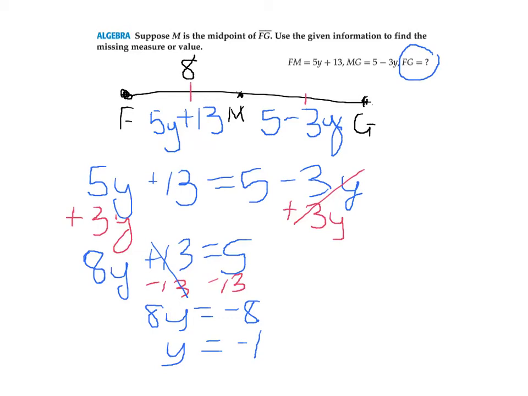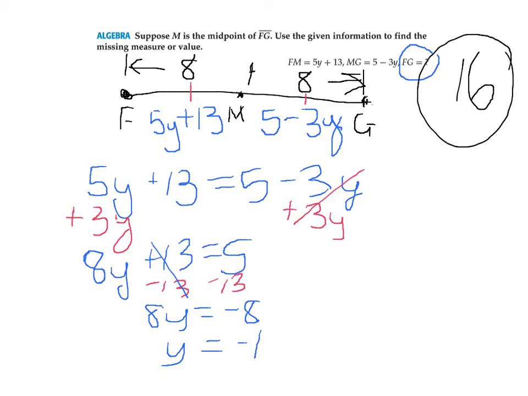And then just to check the other one, 5 minus 3 times negative 1. 3 times negative 1 is negative 3. So what I have here is 5 minus negative 3, which is 8 as well. If you don't believe me, check in your calculator. 5 minus negative 3 equals 8. So our total distance is 8 plus 8, which is 16. Okay, on to the next part.